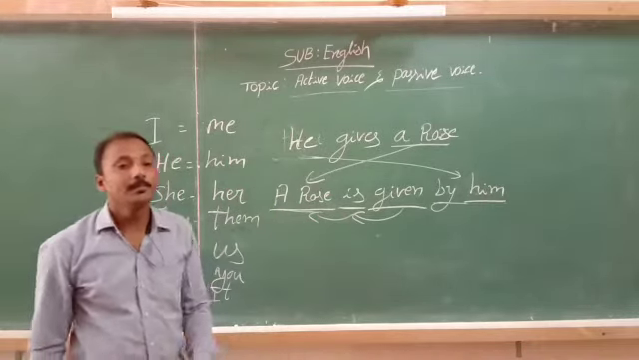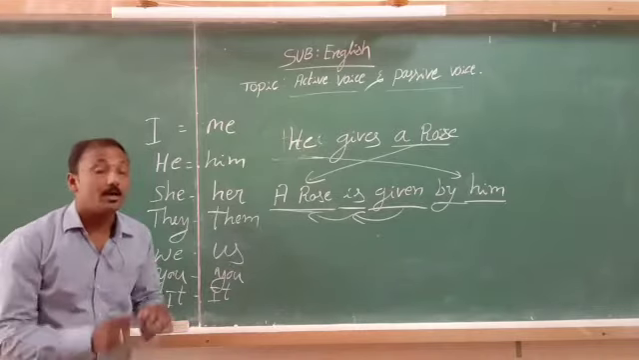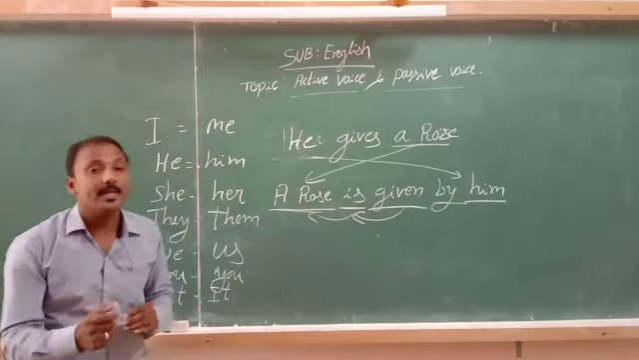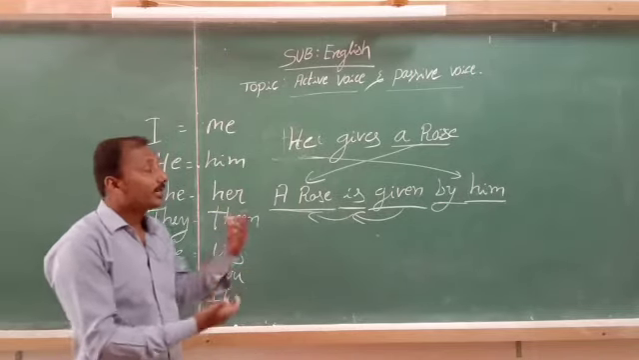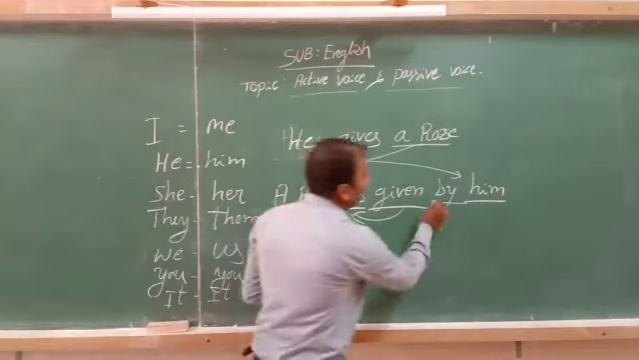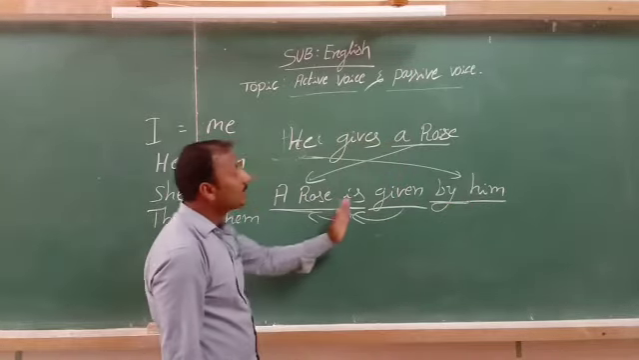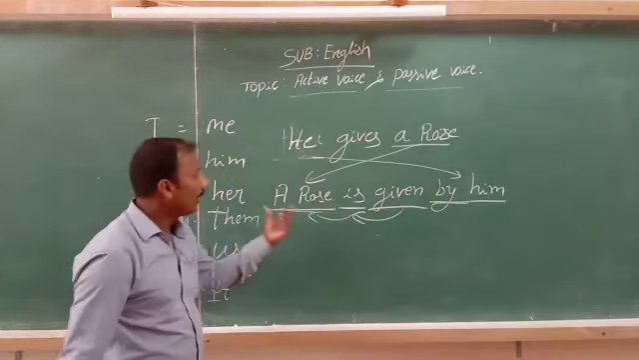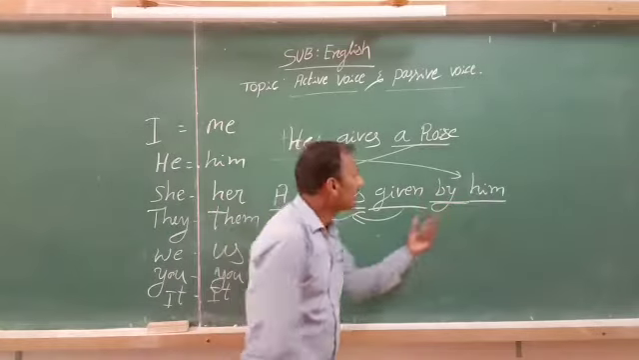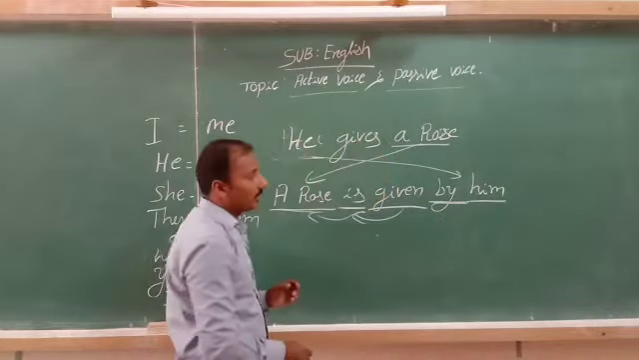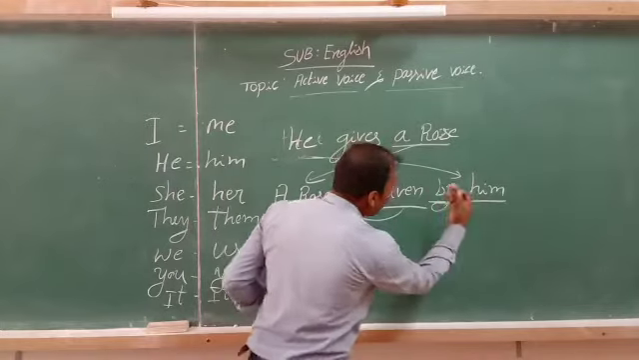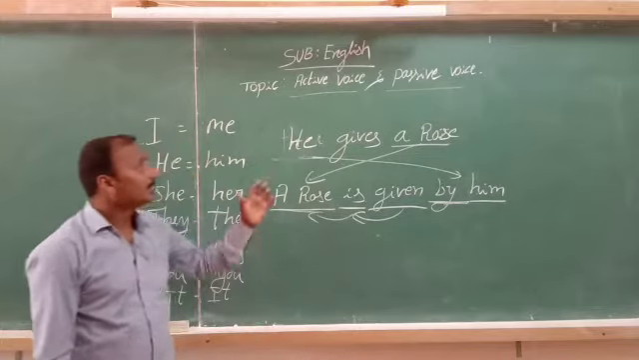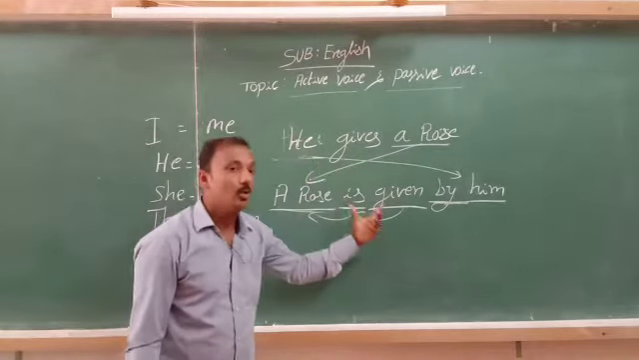Then come to the last step: the preposition. Preposition by is generally used as a passive agent. Passive agent, we use by with the object. By him: a rose is given by him. And if we do not use by, it does not give a meaning: a rose is given him. That's why we use the preposition by as an agent with the object, by him. And these are all the five easy steps of changing an active sentence into passive sentence.